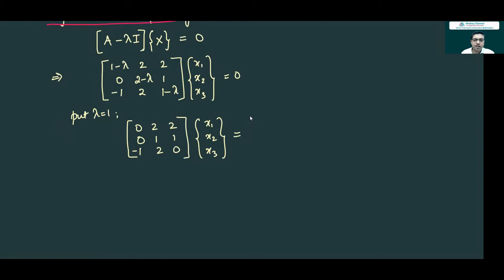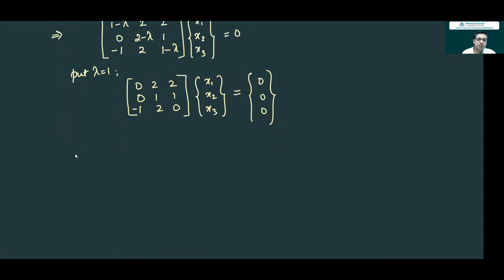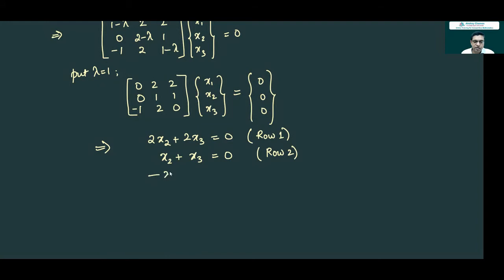Times x1, x2, x3 is 0. So it is 0 means null vector. So now we get first row 2x2 plus 2x3 is equal to 0. This is row 1. The second one is x2 plus x3 is equal to 0. That is row 2, but it is same as row 1. No difference, the same equation. The third one is different. Minus x1 plus 2x2 is equal to 0. This is row 3. I'm just multiplying.